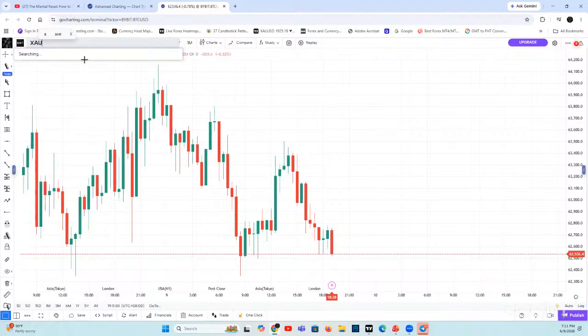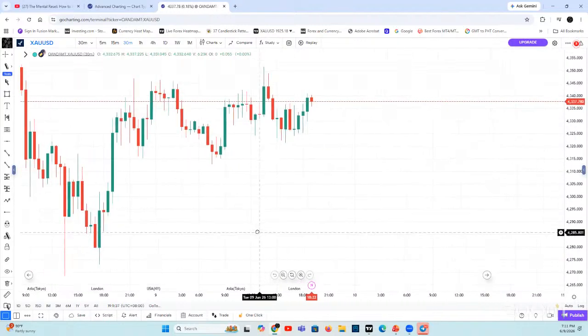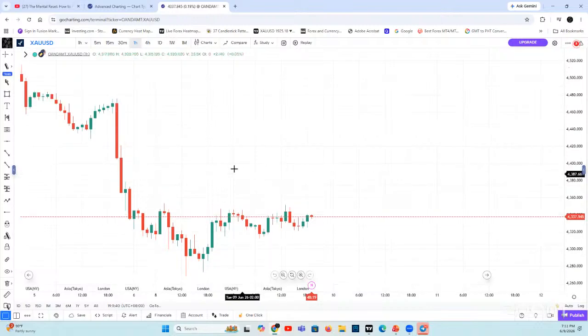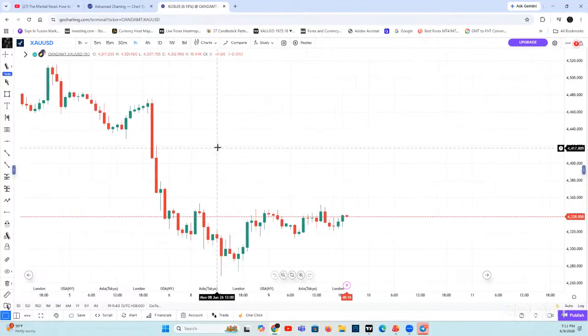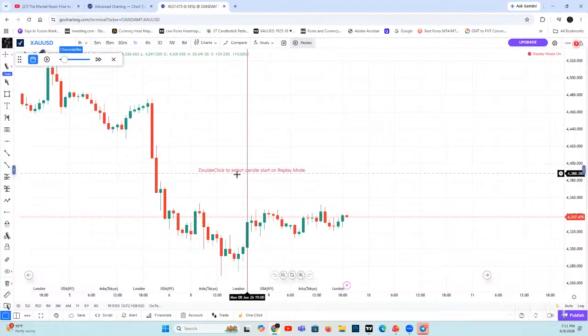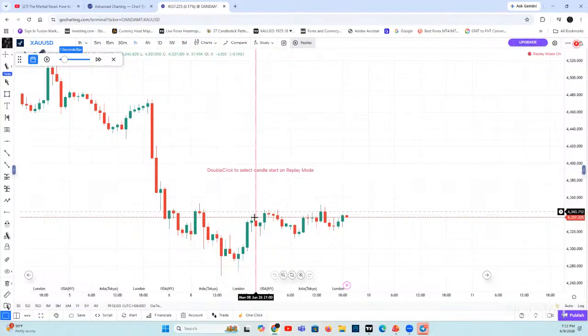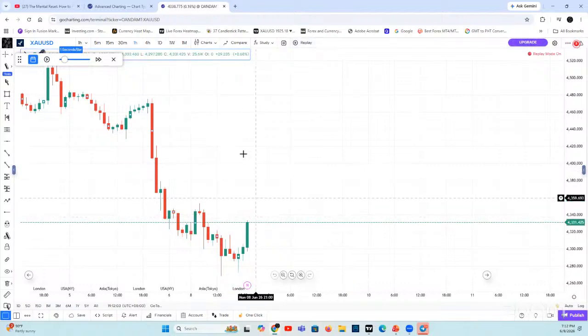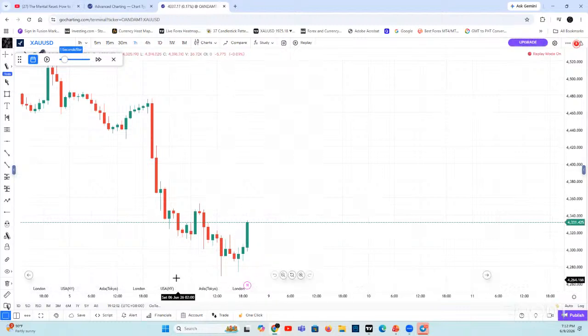Okay, XAU USD, for example, there in the 4 hour, 1 hour, for example. Now you can start the replay. But where is the replay? There is the replay. This is free, yeah? So you can backtest free. For example, you want to backtest. You will just double click to select the candle to start the replay mode. So, for example, at this point, you want to backtest. Now I want to see the price action in the future. Let's see if all the strategy is correct.